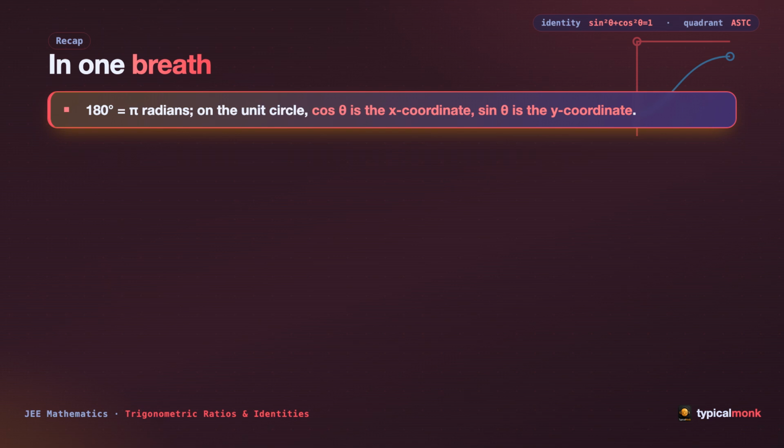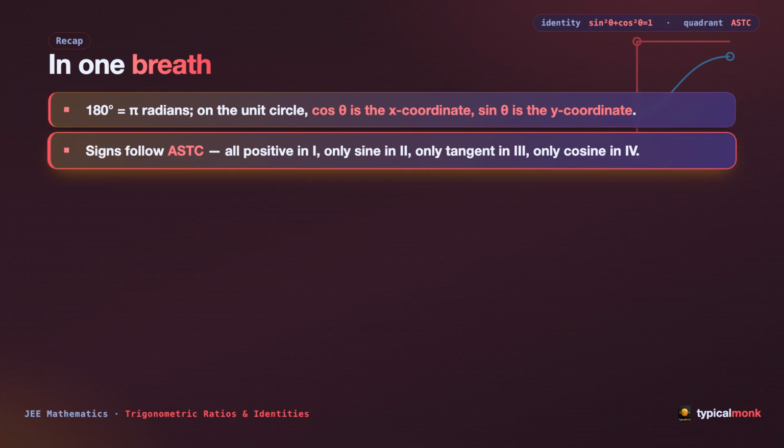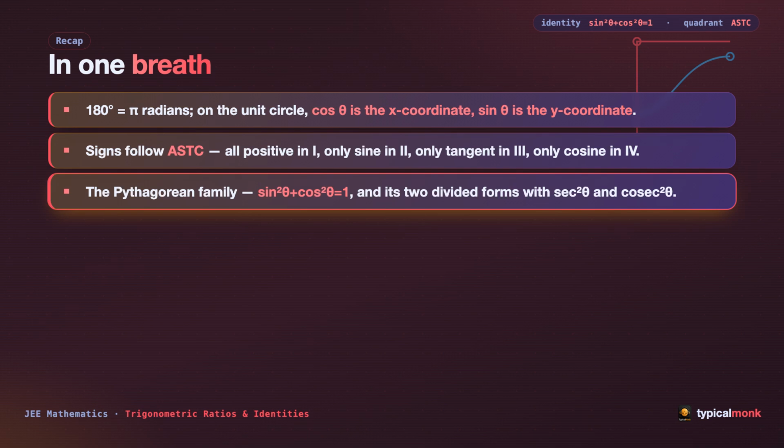Let us gather the whole class in one slow breath. 180 degrees equals pi radians, and on the unit circle, cosine theta is the x-coordinate. Sine theta is the y-coordinate. Signs follow the 4 words. All, sine, tangent, cosine, one positive ratio family for each quadrant in turn. The Pythagorean family ties the ratios together. Sine squared plus cosine squared equals 1, and its 2 divided forms with secant squared and cosecant squared.